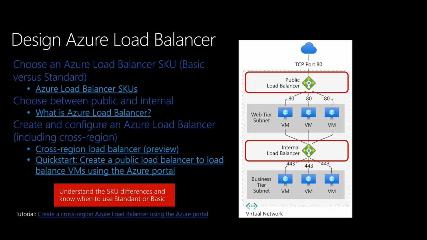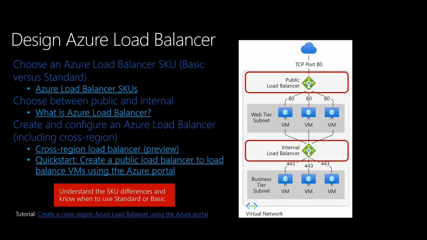Now, there are two flavors of load balancer as well in terms of where they sit in the architecture. So there's public and internal, as you see highlighted here in the diagram. Your public load balancer is what's going to provide external connectivity for your virtual machines inside your virtual network. The load balancer is going to translate private IP addresses on your VMs to a public IP address on the load balancer. So public load balancers are used to load balance internet traffic destined to your VMs.